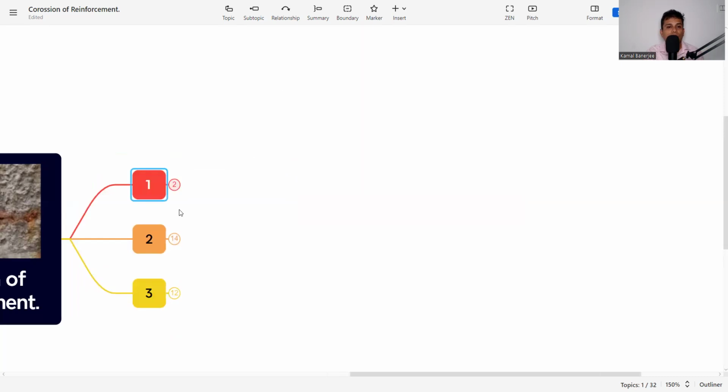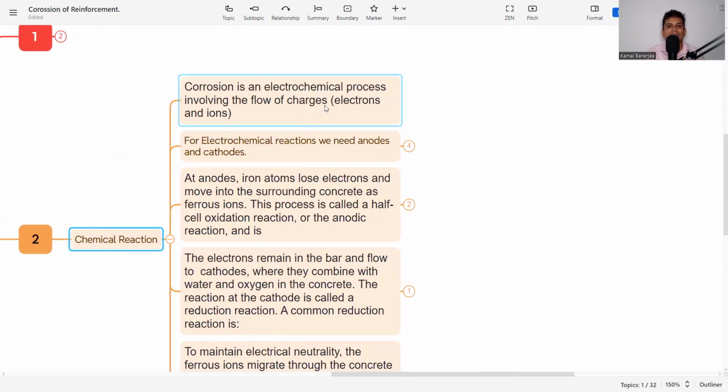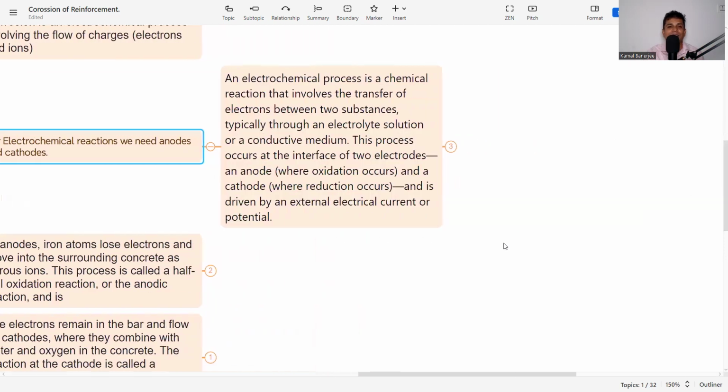So we know what is corrosion. Now we need to know what is the chemical reaction of the corrosion, why corrosion is happening. The first thing, corrosion is an electrochemical process involving the flow of charges, that is electrons and ions. We all know what an electrochemical process is. For the electrochemical reaction, we need anodes and cathodes. It's 6th, 7th and 8th standard knowledge. So again, we just recapitulate what an electrochemical process is.